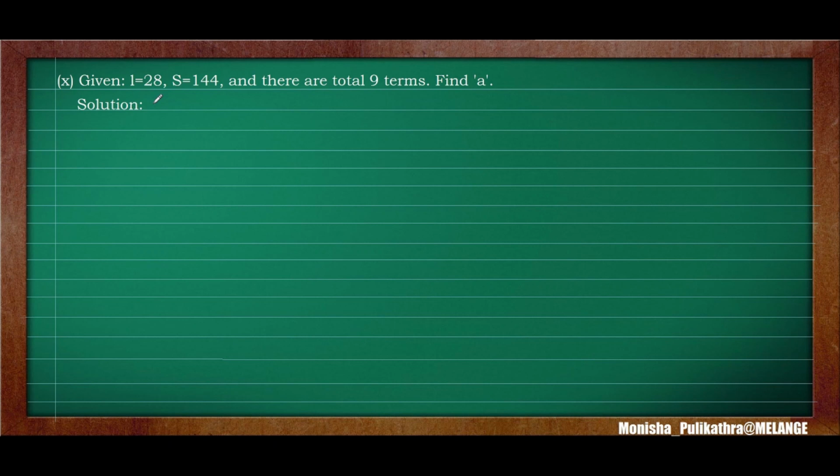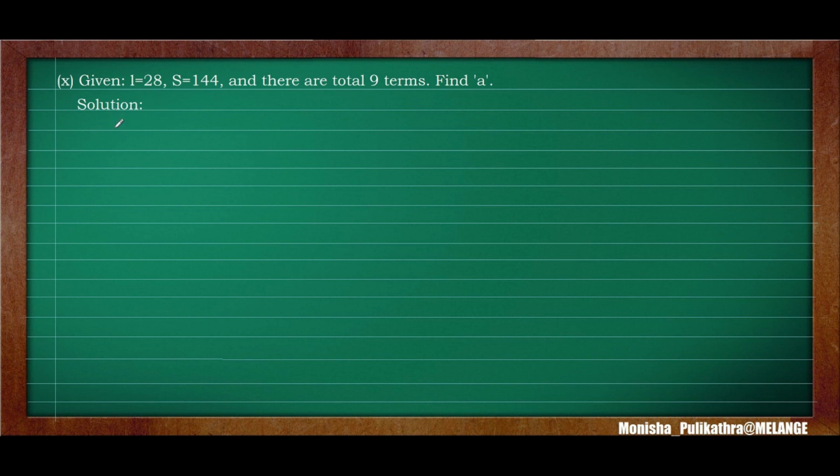Moving on to the last question of this session. The last question is L is equal to 28. L is the last term, which is also equal to Tn or L. Okay. L is equal to 28. S is Sn. S is equal to 144 and there are a total of 9 terms, that is n is equal to 9. So we need to find the first term a.